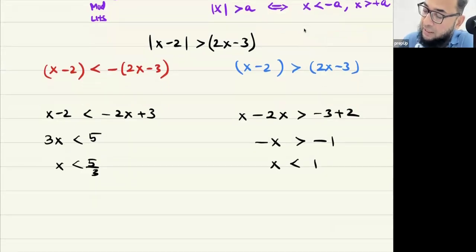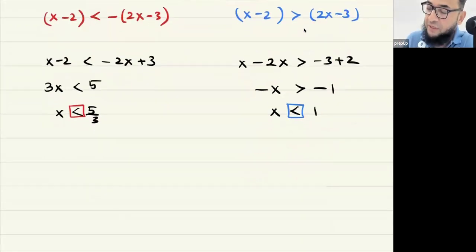Let me just double check my working. This is x, this is minus 2. This 2x goes on the other side, negative 2x. This is negative 3, minus 2 goes on the other side, plus 2. Negative 3 plus 2 is negative 1. X minus 2x is negative x. Inequality flips, greater becomes lesser. So let me just focus on this. Greater becomes lesser, and this one is lesser than 5 over 3.